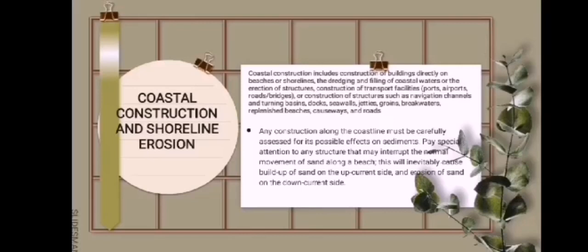And to note that any construction along the coastline must be carefully assessed for its possible effects on sediments. Pay special attention to any structure that may interrupt the normal movement of sand along the beach. This will inevitably cause a buildup of sand on the upcurrent side and the erosion of sand on the downcurrent side, which is very disturbing.